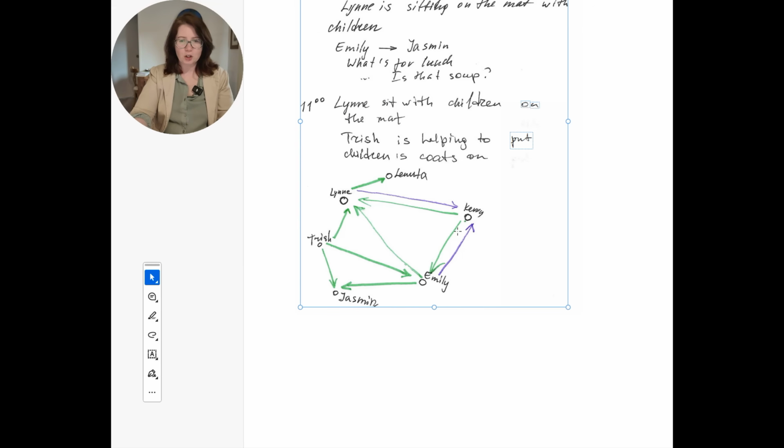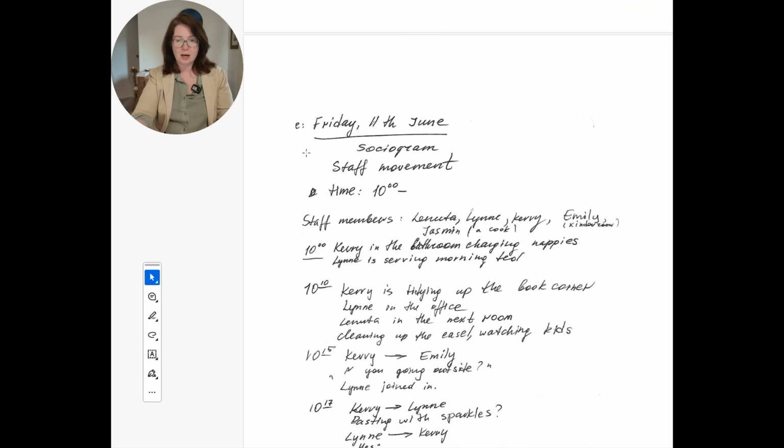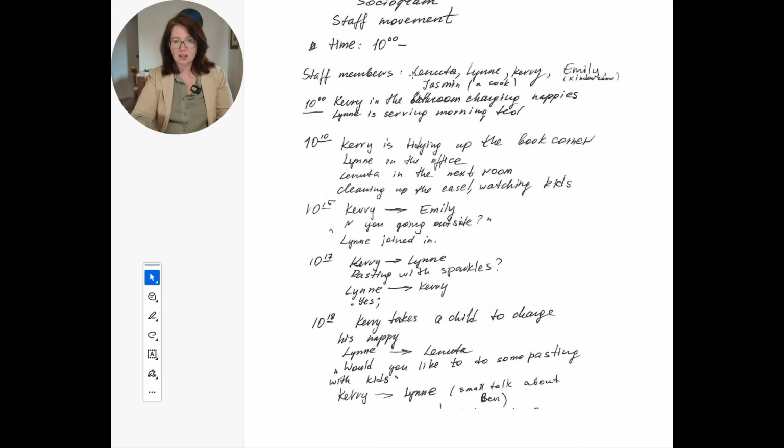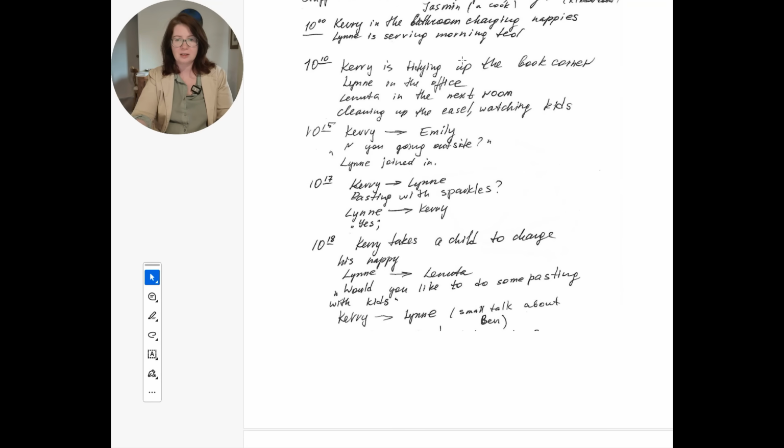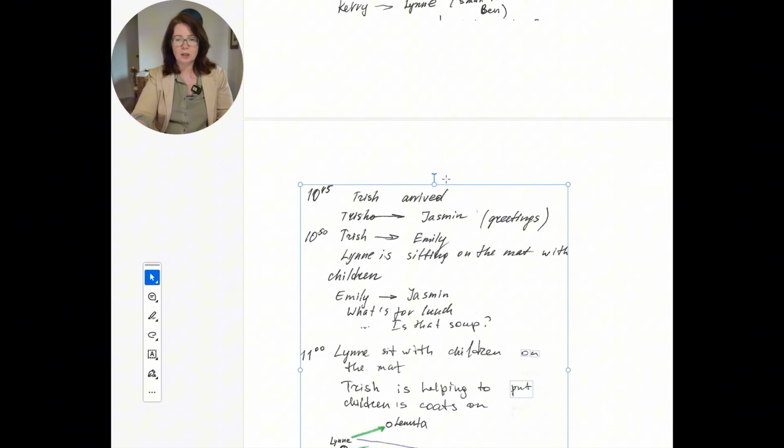Here is an example of sociogram that is focusing on staff interactions. So as a student, I was given a task to observe interactions between staff, how Lenita interacted with Lynn or Carrie or Emily or Trish or Jasmine, and you can see what's happening. It's very interesting because it does show us what's happening. There is a date, there are some interactions, yes, so changing nappies, tidying up, so who is doing what.